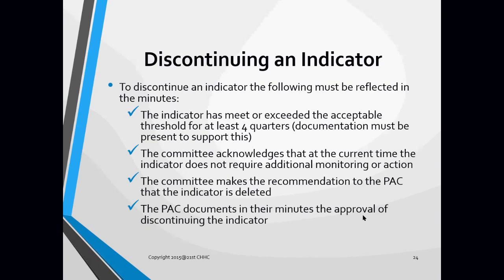So what happens when you want to discontinue an indicator? Again, you've had an indicator, you've been following it. We recommend that you follow it for at least 4 quarters. This is going to be documented in the minutes, reflected in your minutes every quarter. And for 4 quarters, this indicator, either you've met or you've exceeded the acceptable threshold. The committee acknowledges that based on that information and that documentation, they don't feel there needs to be additional monitoring on the action at this time.